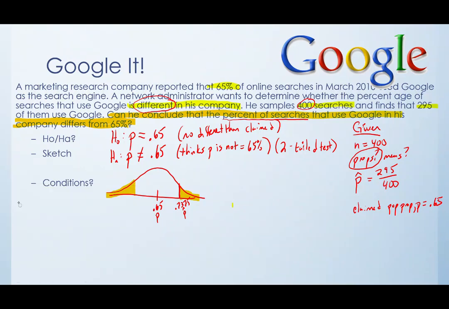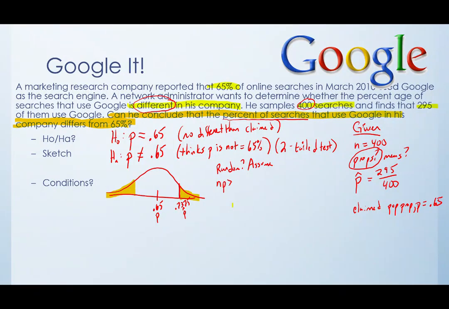Okay, so what about our conditions? Is this a random sample? Well, we're pretending that we're the network administrator. We know what we're doing. Even though it doesn't say the word random, we're going to assume it, and that should be a fairly safe assumption, because if we're acting in that role, we know what we're doing, right? Mostly.